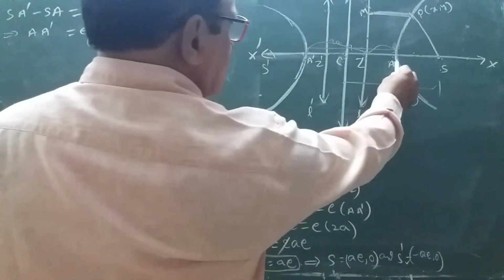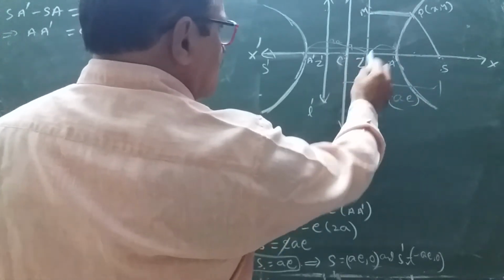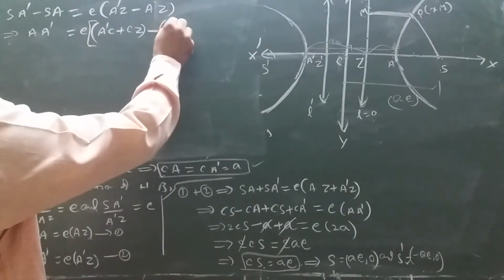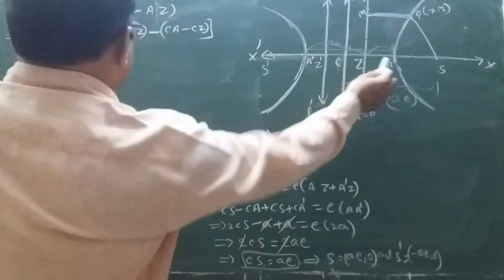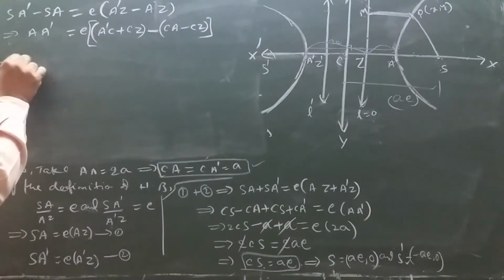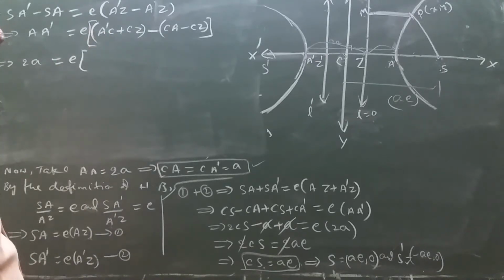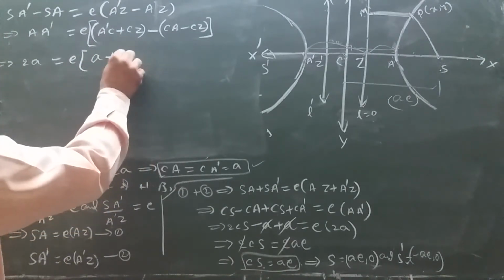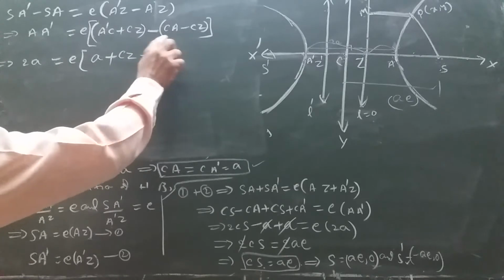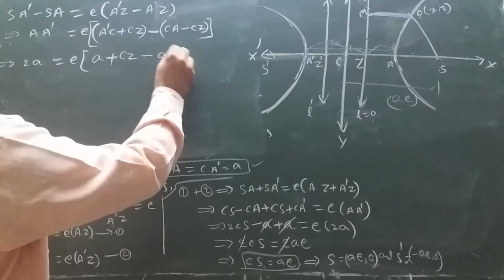The value of AZ, we can find using CA. We know the value of CA. AZ can be written as CA minus CZ. What is the value of AA dash? A dash A is equal to 2a, that implies 2a is equal to E into A dash C. What is the value of A dash C? That is nothing but small a plus CZ, we don't know the value of CZ, minus CA. We know the value of CA as a, so minus a plus CZ.